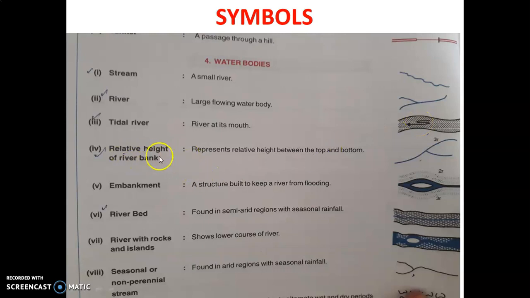Next is relative height of the river bank. If 3R, 2R or 4R is written, then the relative height of the river bank is 3 meters, 2 meters or 4 meters respectively.